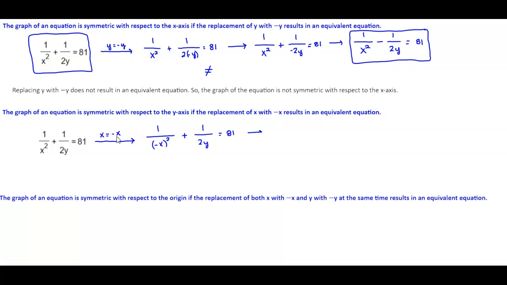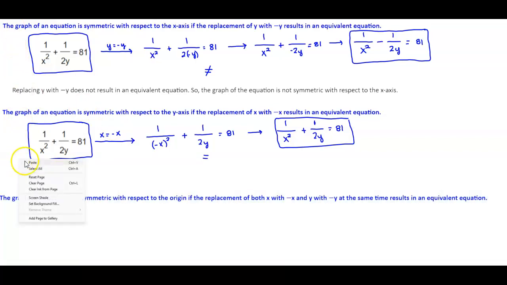Now, after we simplify this, we have 1 over, well, if you take a negative x and you square it, a negative times a negative is going to be a positive. So we get 1 over x squared plus 1 over 2y, and that's equal to 81. If we look at this equation and the original equation, are they equivalent, meaning are they equal? Well, yes, they are. So let's write that statement.